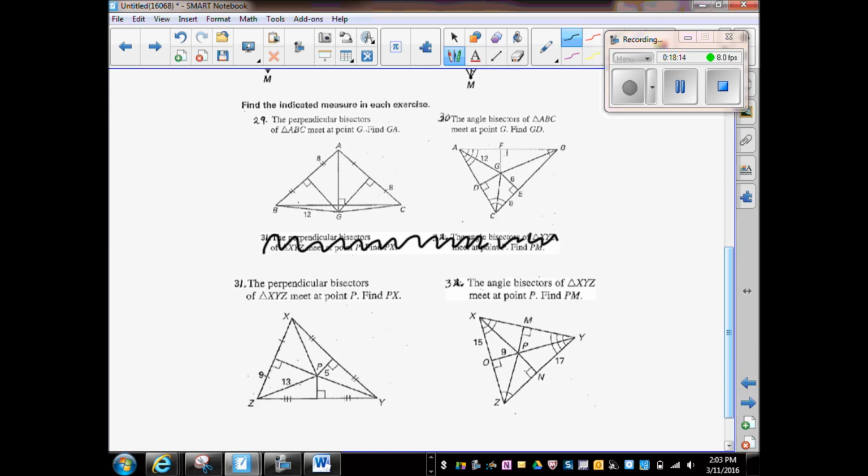Sorry. All right, number 29. First of all, what are we dealing with here? We're dealing with perpendicular bisectors. Good, perpendicular bisectors. And perpendicular bisectors all meet at a point of concurrency. Again, you need to know the vocabulary. What's your point of concurrency for perpendicular bisectors? Circumcenter.